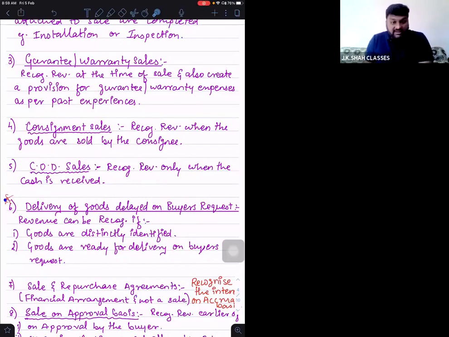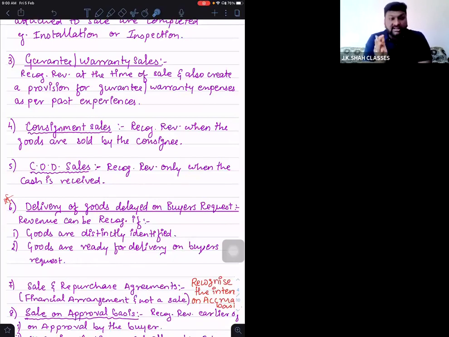Point number 6, very important. Questions have arisen from this point. Delivery of goods delayed on buyer's request. So when you are ready to give the delivery, but the buyer calls you up and says, sir, please don't give delivery of the goods now, I am going to Tirupati for 5 days. Now, you are in a position to complete your obligation, but you have been stopped by the buyer. So technically, should the sale be recorded or not, and is the risk and reward transferred or not? Sir, the sale should be recorded.